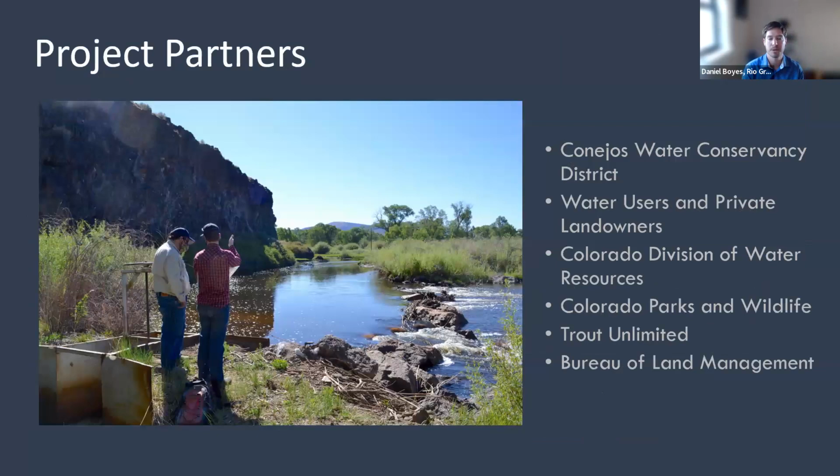And so when we wrapped up the stream management plan, we got together with our key stakeholders and partners who were involved in the stream management plan. That included the Conejos Water Conservancy District, agricultural water users and private landowners, Colorado Division of Water Resources, CPW, Trout Unlimited, and Bureau of Land Management. So we talked with that core group and looked at all the identified projects and priority action items, and the Conejos River Partnership Project Phase 1 really rose to the top of the list.